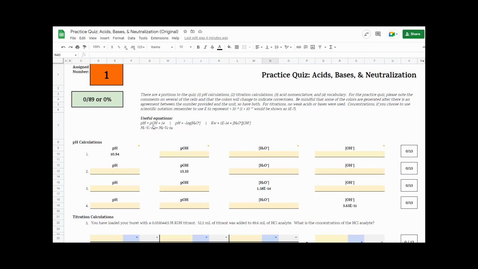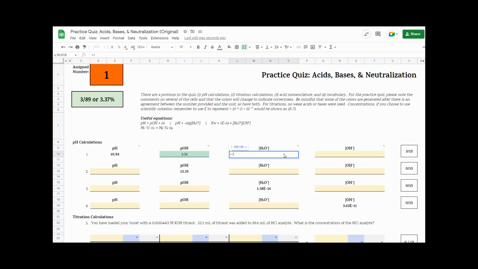Up here, instead, you'll have useful equations. You can get all of that information from these things. You just have to do some manipulation. When it comes time to actually solve, because it's a Google Sheet, you can go ahead and work the equation out. 14 minus, and I can click on the cell with pH, and that'll give me pOH.